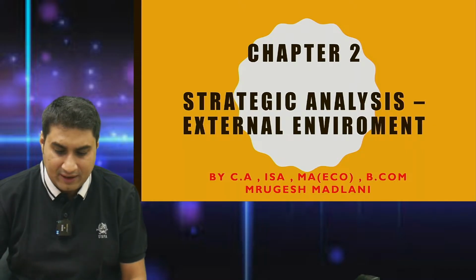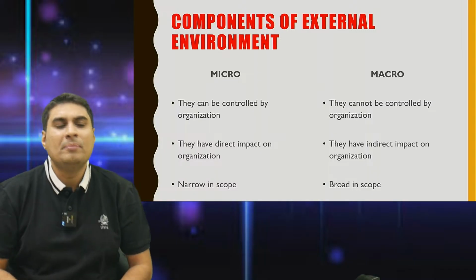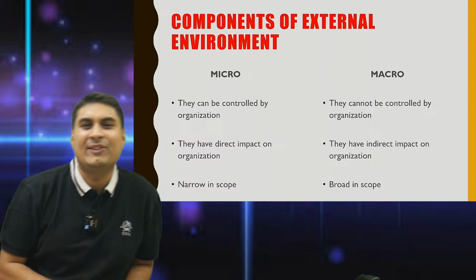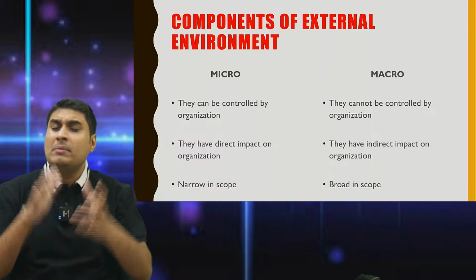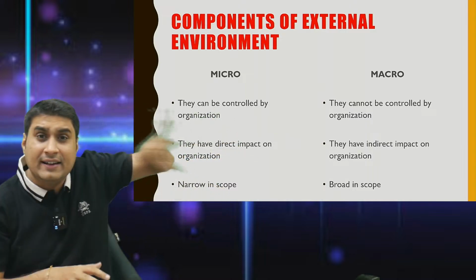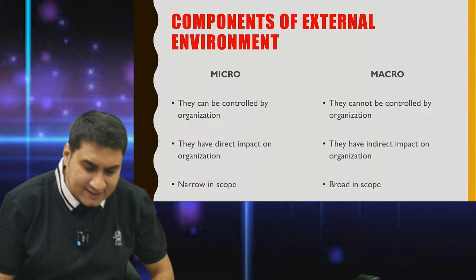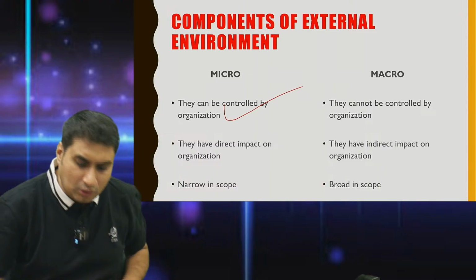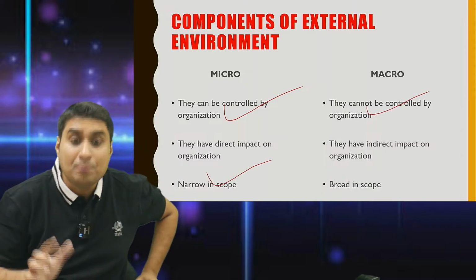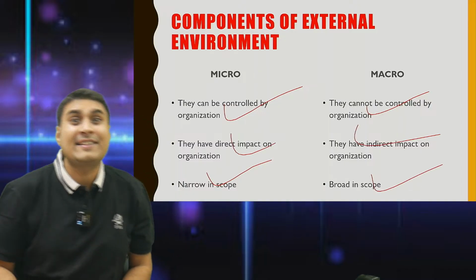Let's start right away. In external, we have two children: micro and macro. See, listen nicely. What do you mean by micro and macro? First of all, I need to consider two things: internal and external. Internal chapter over. External: micro, macro. Which can be controlled by the organization is micro, cannot be controlled is macro. Very narrow is micro, very broad is macro. Direct impact on the company is micro, indirect impact is macro.